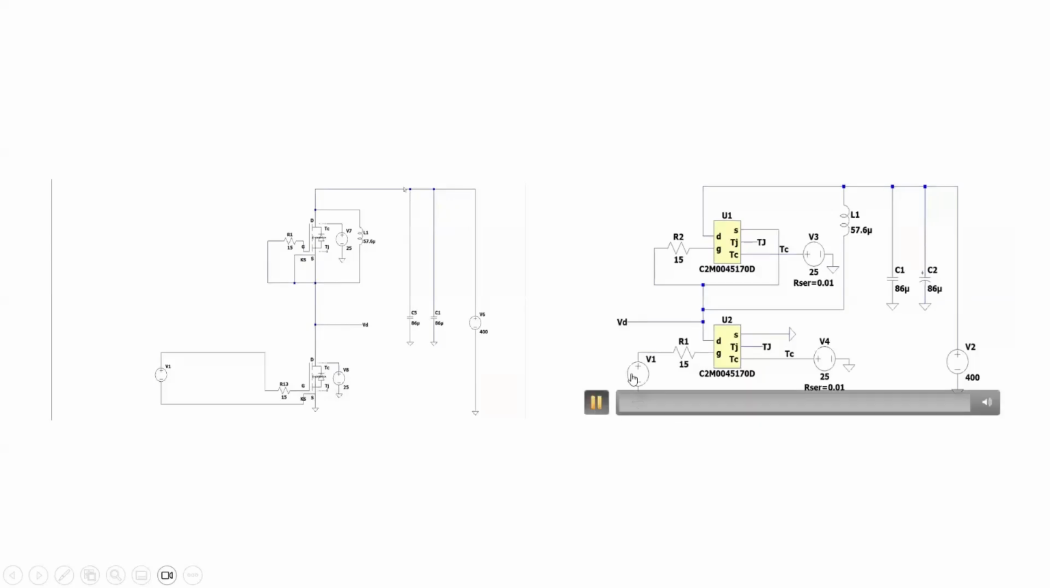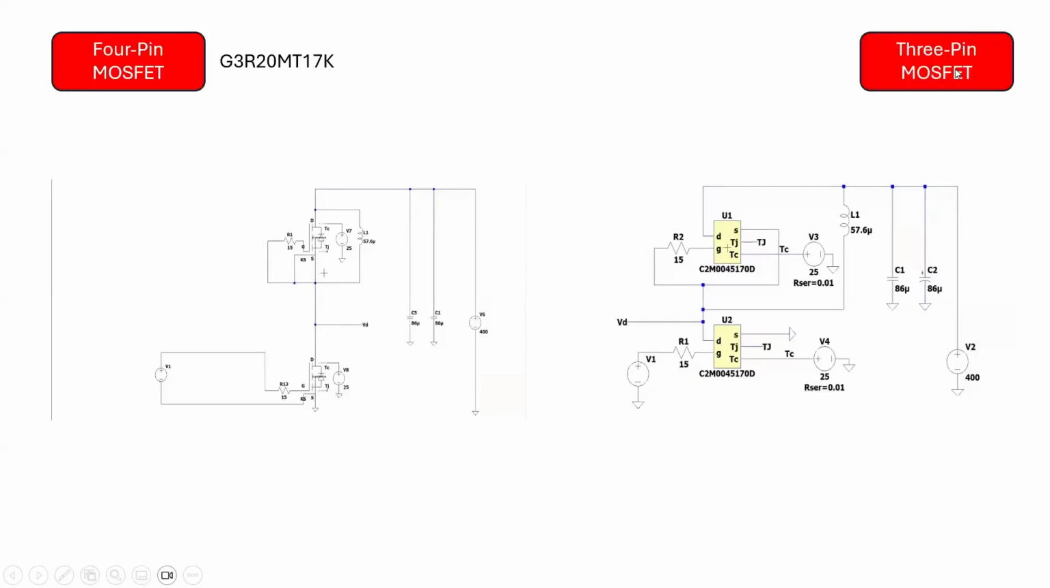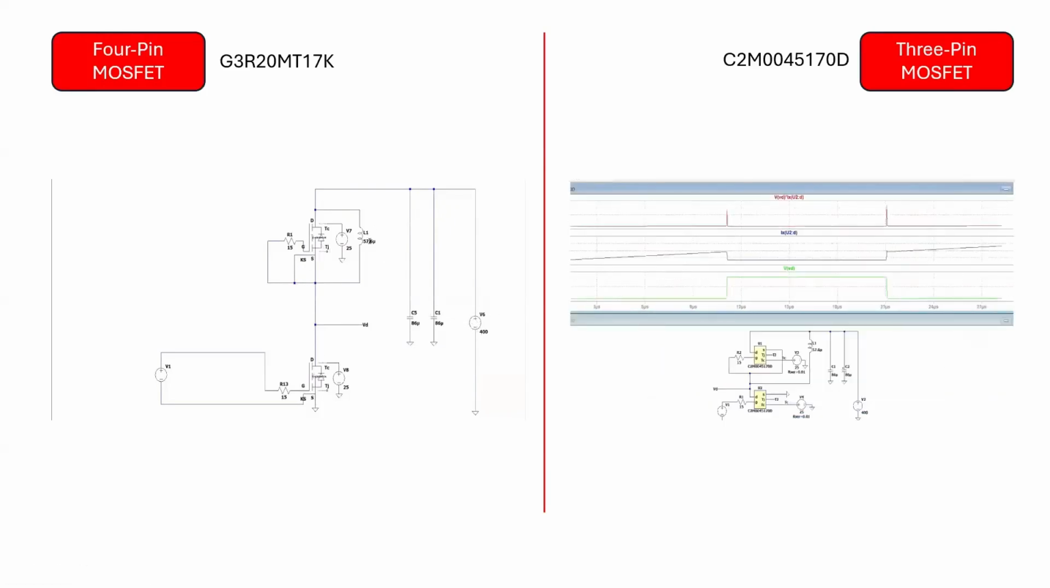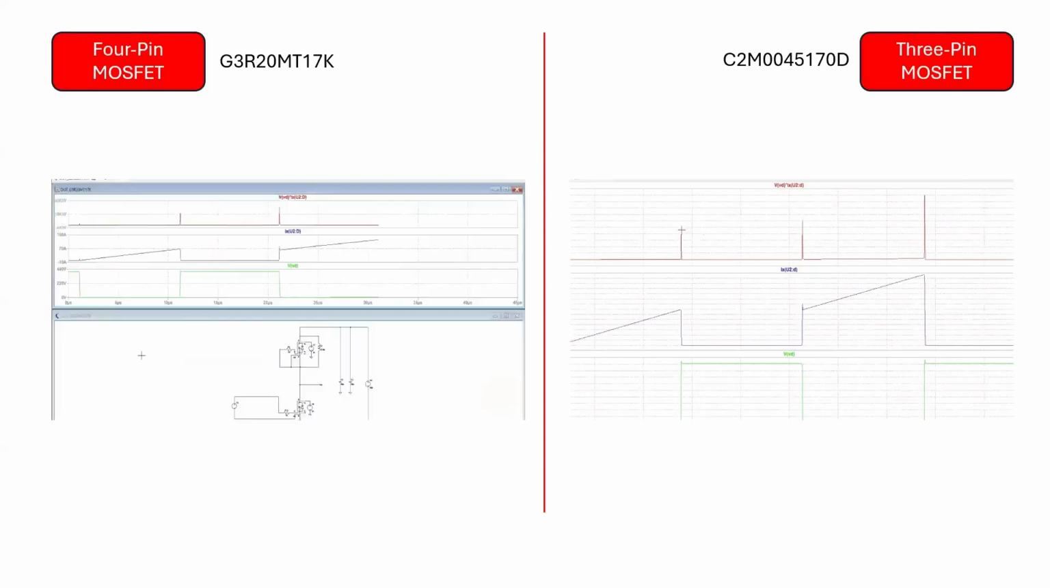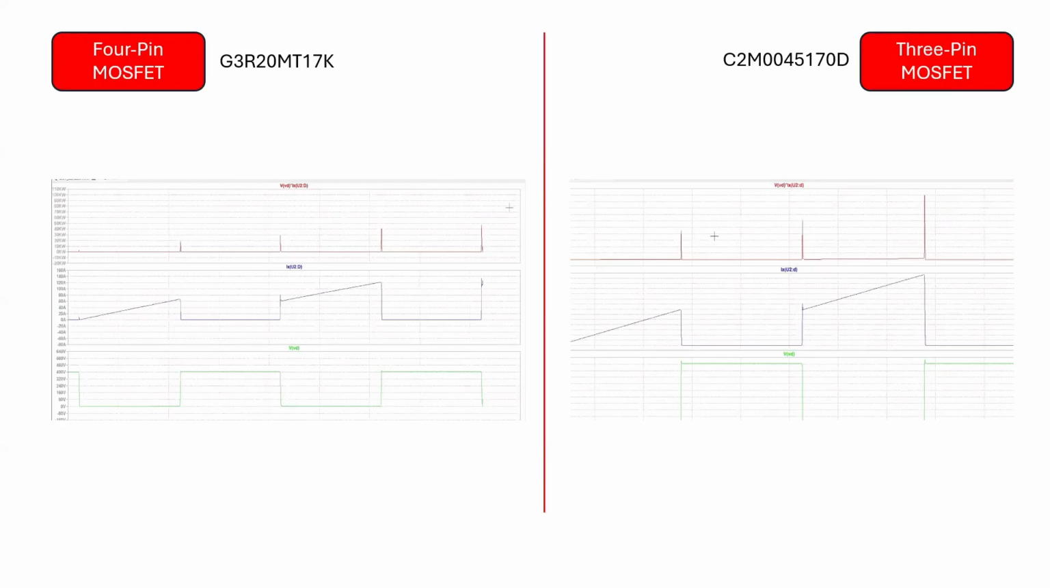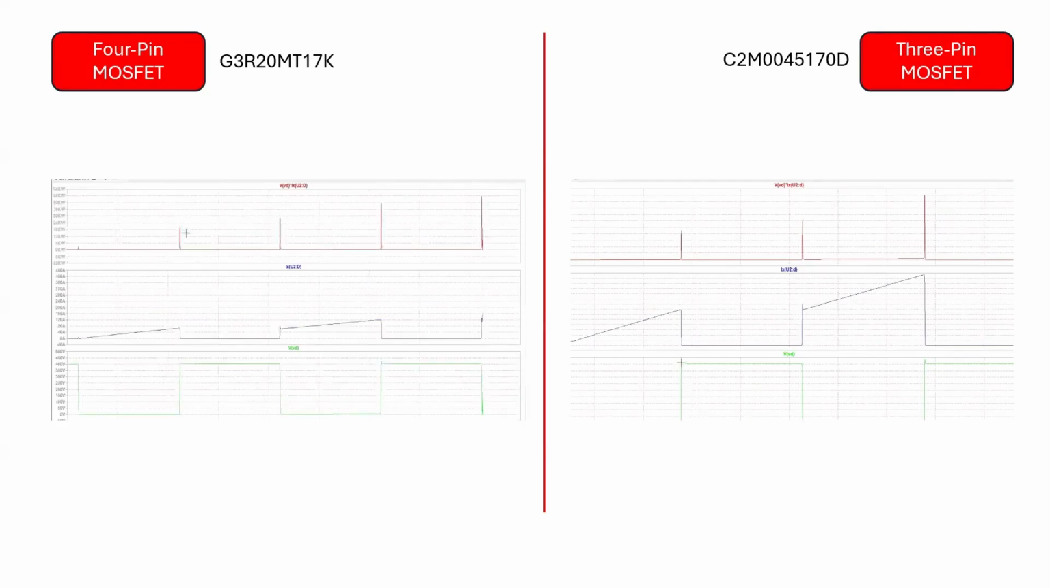Let's examine the primary advantage of the 4-pin MOSFET compared to the 3-pin MOSFET. The G3R20MT17K is a 4-pin MOSFET, while the C2M0045170D is a 3-pin MOSFET. A 4-pin MOSFET package offers significant advantages over the standard 3-pin package by including a separate driver source pin. This design reduces switching losses by minimizing the effects of parasitic inductance, resulting in improved efficiency and enhanced high-speed switching performance, particularly in high-power applications.